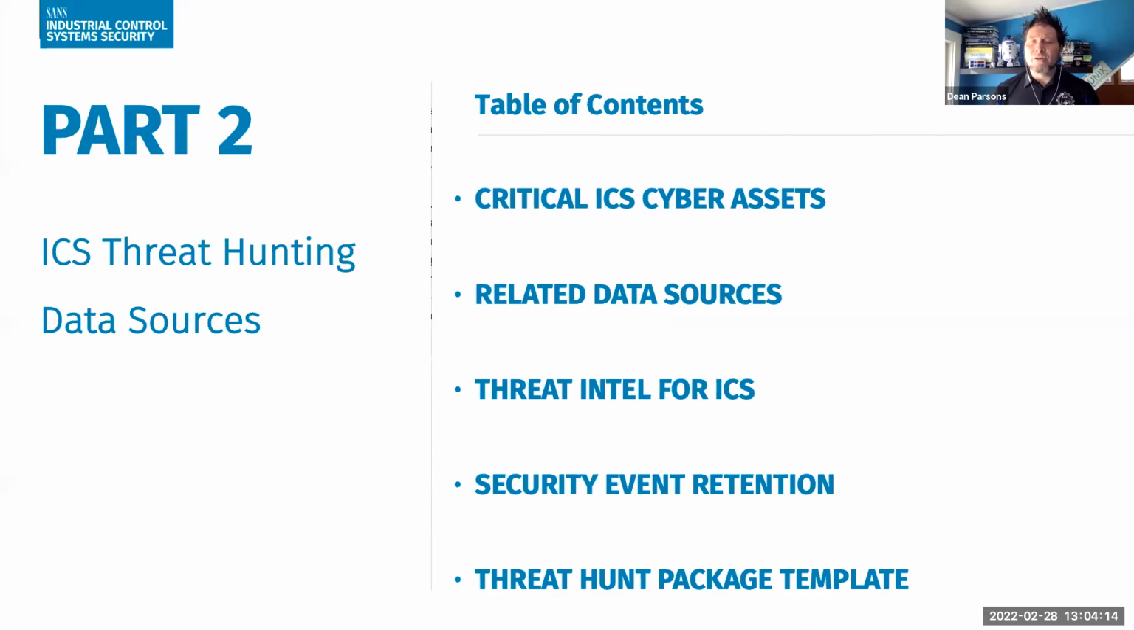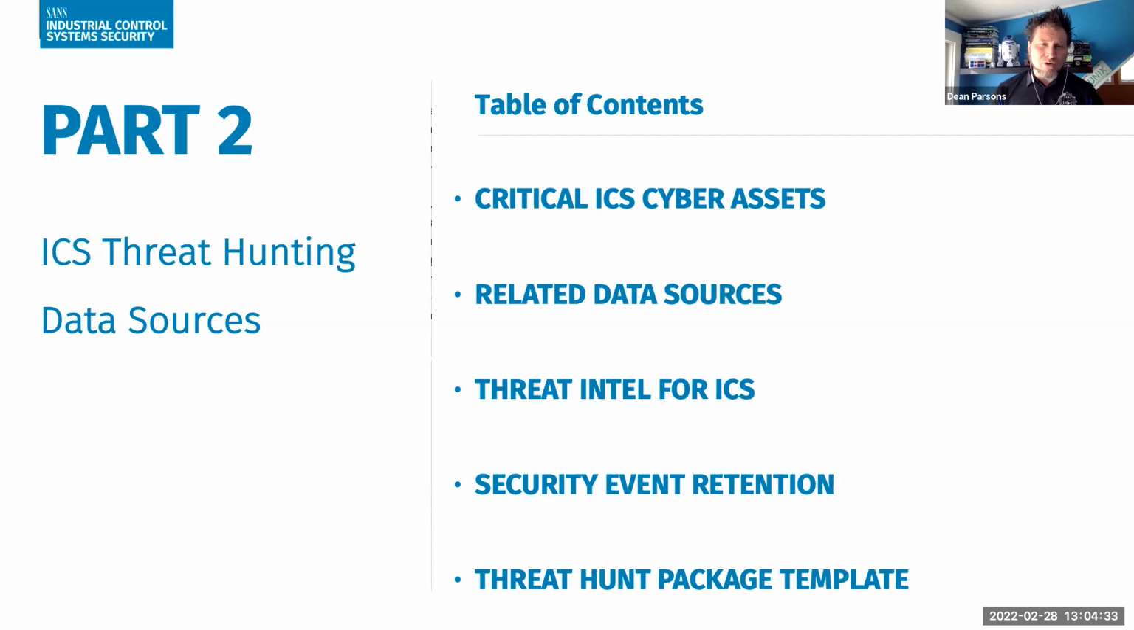So in part 2, we're going to discover the critical cyber assets that are applicable to pretty much all ICS sectors. We'll talk about the related data sources around those top 4 critical ICS assets. We'll use an example of threat intelligence for ICS, look through control network traffic, and talk about security event retention as well.